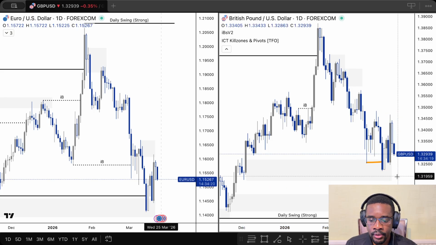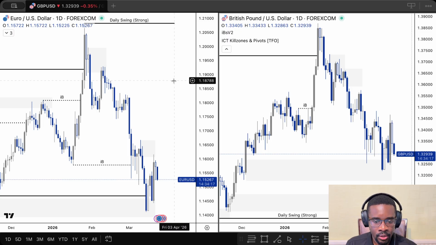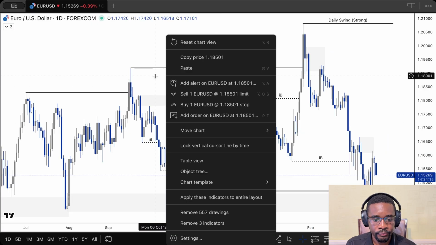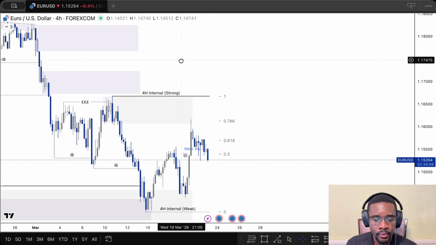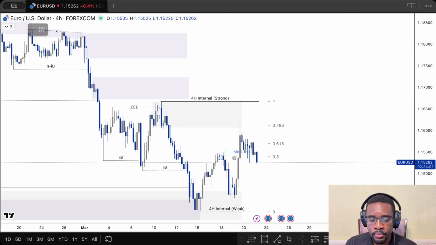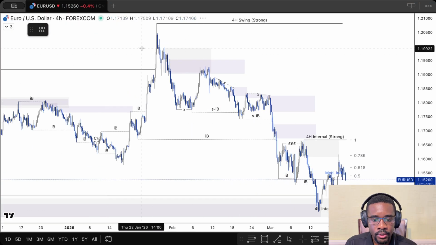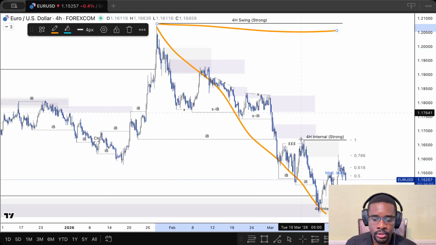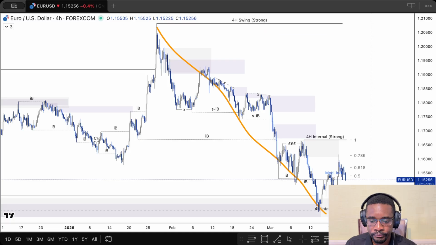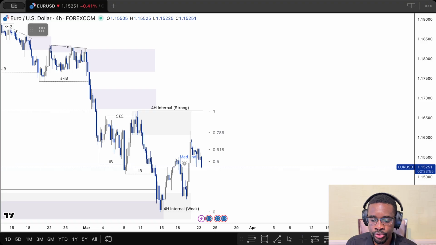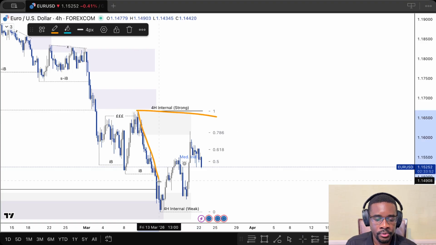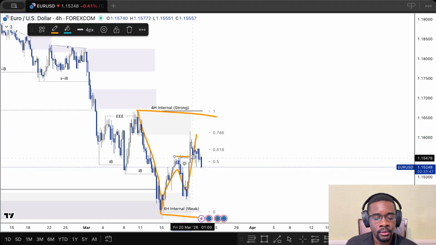So let's look at the 4H on the EUR/USD. So on the 4 hour, this is what we have. Swing is bearish. That's our swing range at the moment. And then internally we are also bearish on the 4 hours. So this is our internal for our range. So we did push up, switched bullish just to facilitate the pullback.